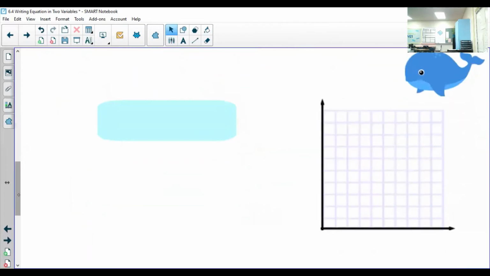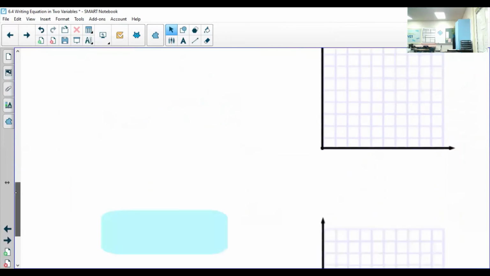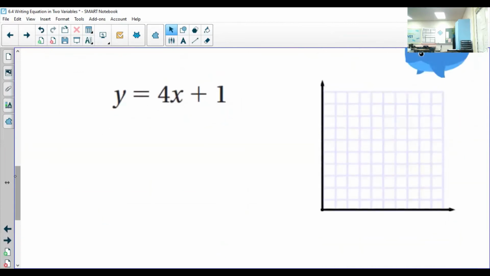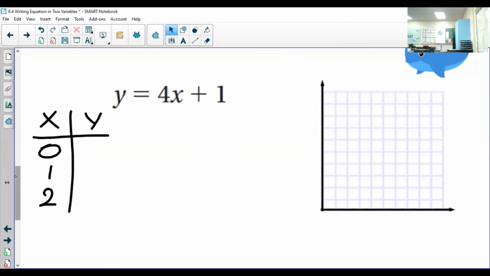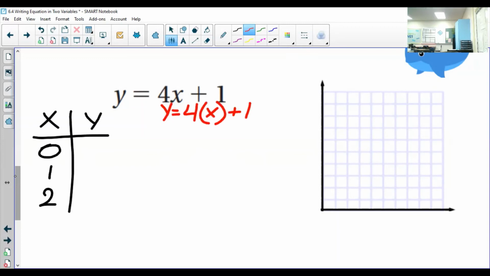All right, let's try one more. y equals 4x plus 1. Okay, step 1, make a table. X, Y. 0, 1, 2. Step 2, let's fill it out. So my equation is y equals 4x plus 1. So I'm going to start with 0, right? Because that's my first x value. So I'm going to do y equals 4 times 0 plus 1. 4 times 0 is 4, plus 1 is 5. So here we go, we got a 5.